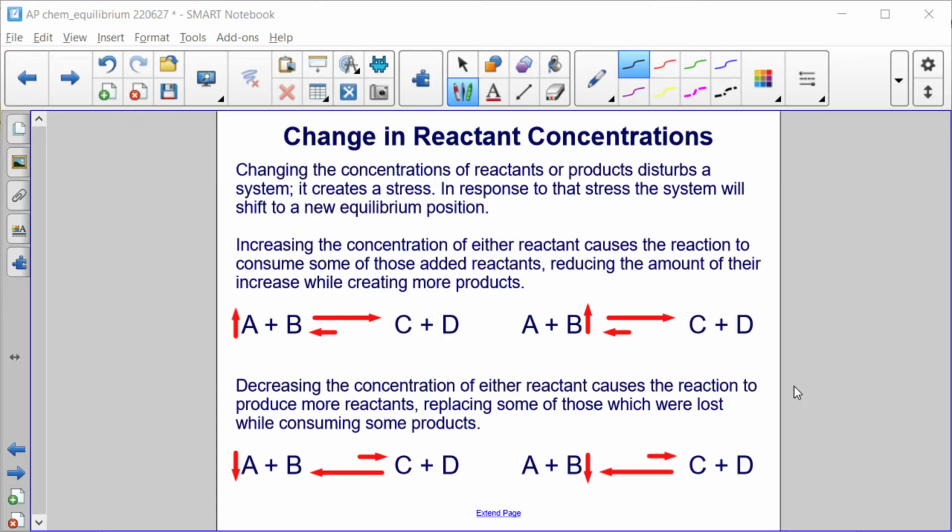Decreasing the concentration of either reactant causes the reaction to produce more reactants, replacing some of those which were lost. So we're always trying to undo whatever the change or the stress was, or use up what was added or put back what was taken away. So if we remove some of reactant A or some of reactant B, we're going to shift our equilibrium toward the left to produce more reactants. In doing so, we will consume some of the product.